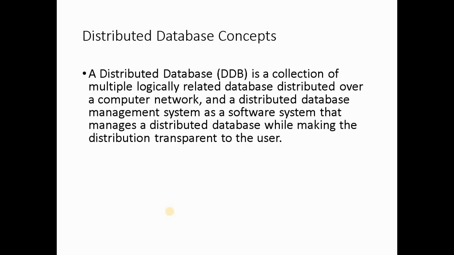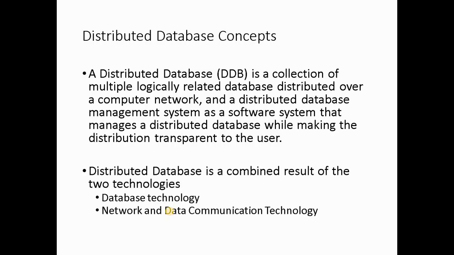So as you can see, here there are two parts. One thing is you have a collection of logically related databases, and it is distributed in different parts and in different places, and then you have to have a distributed database management system to manage this distributed database. But when the user works with the system, the user will not feel that the data is coming from different databases. He or she will see it as one single unit. Which means a distributed database is actually a combined resource of two technologies, that is the databases as well as the network.